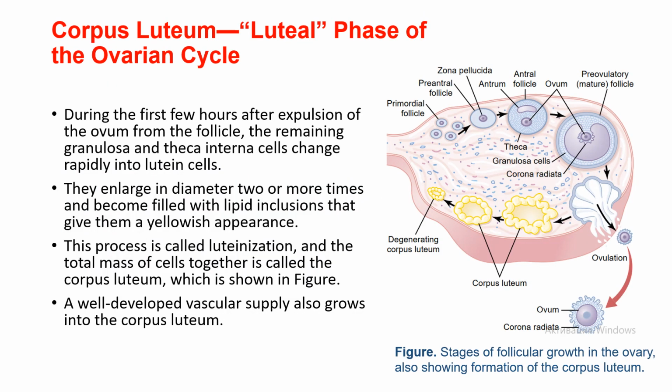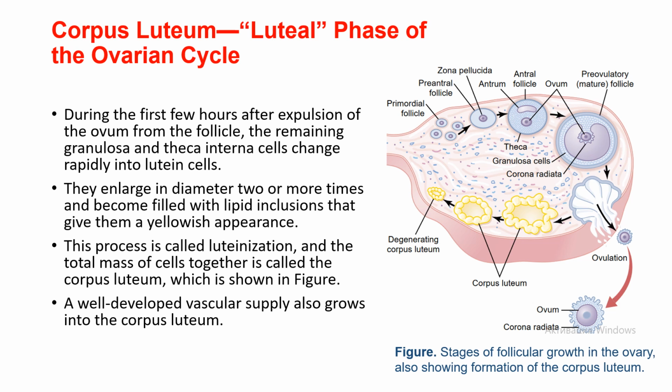Corpus luteum, the luteal phase of the ovarian cycle. During the first few hours after expulsion of the ovum from the follicle, the remaining granulosa and theca interna cells change rapidly into lutein cells. They enlarge in diameter 2 or more times and become filled with lipid inclusions that give them a yellowish appearance.